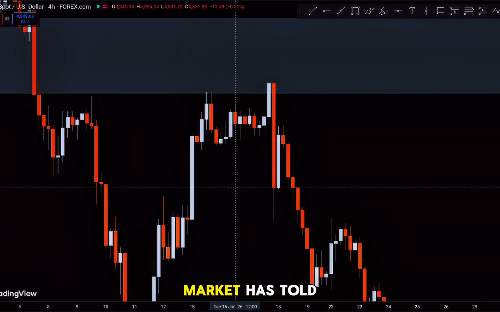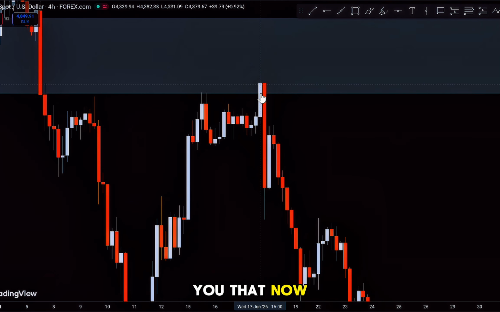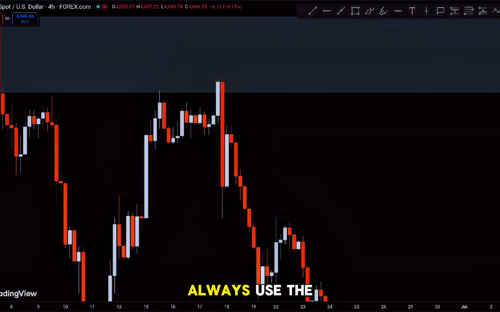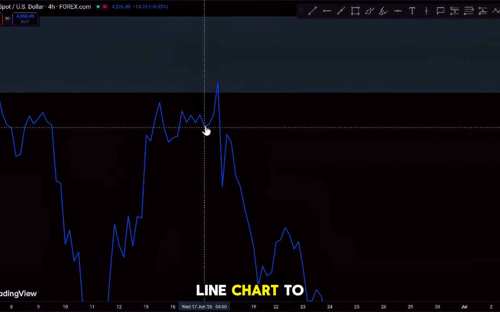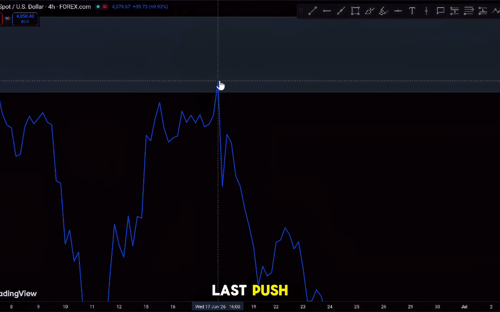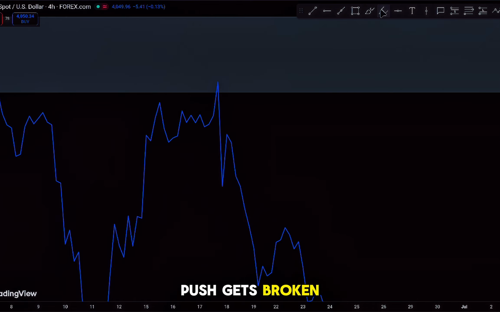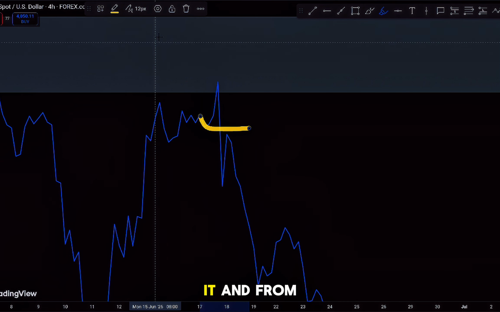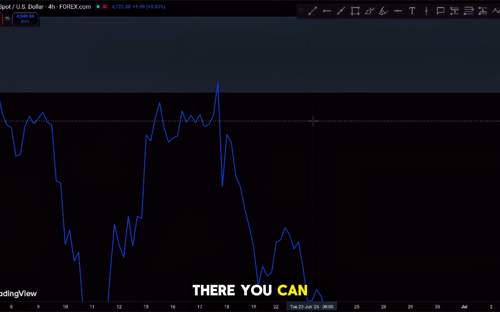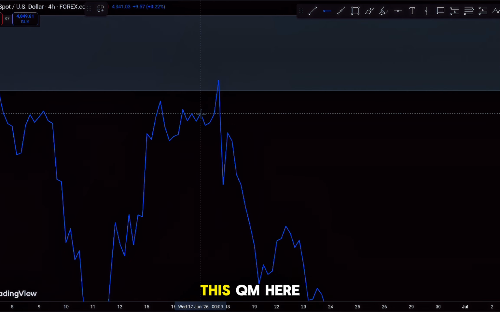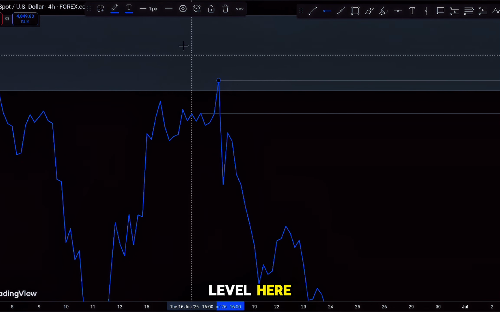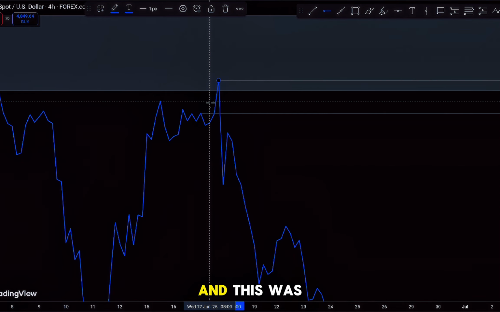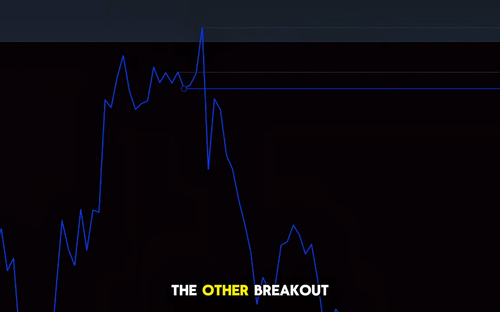This is the moment market has told you that now we have turned bearish and will continue to sell to the downside. So you can always use the line chart to identify the last push, and when that push gets broken, then you know that the market has turned bearish. So that is it. And from there you can locate the levels, this QM here and then this level here. It is almost always likely that market will come, and this was the other breakout level.